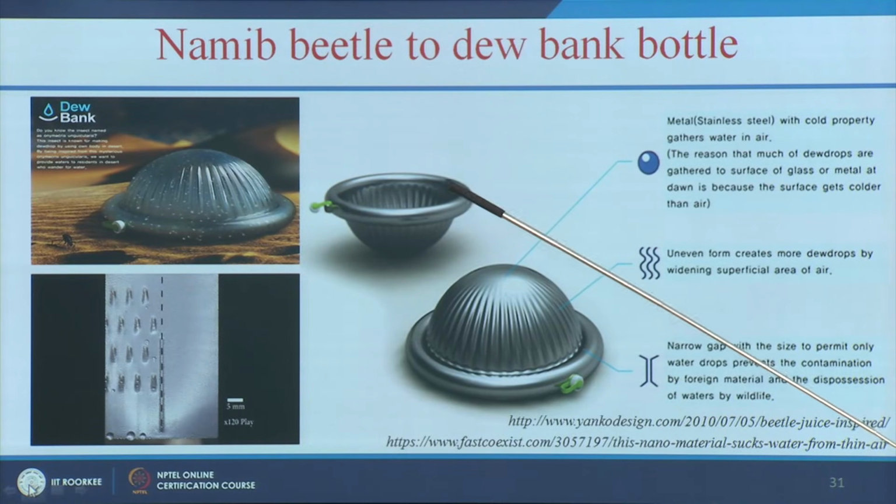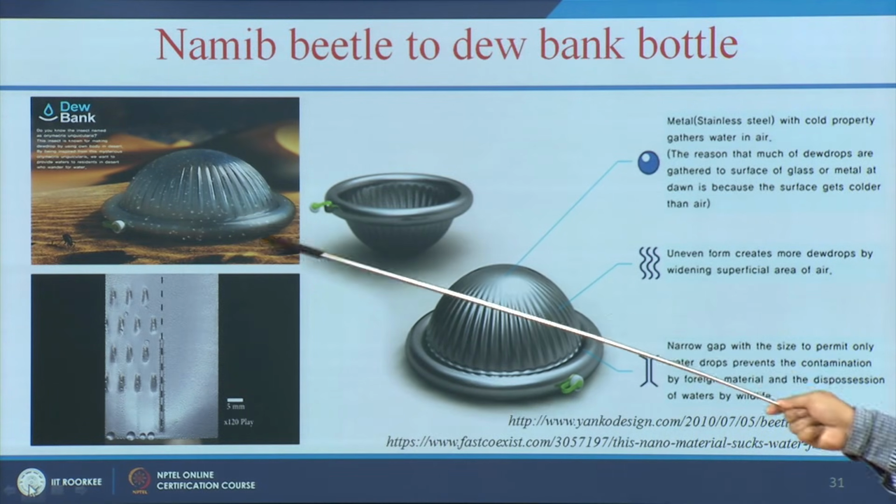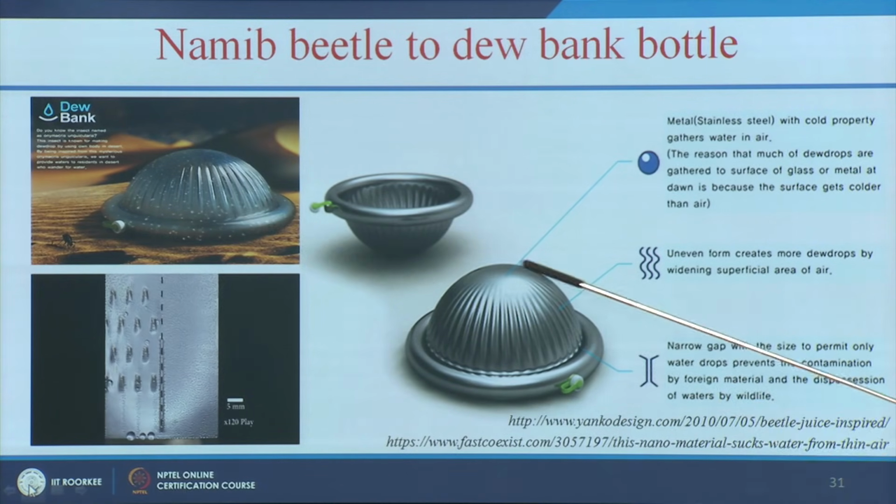Based on the Namib beetle, a company called Dew Bank made a water bottle. From the Namib beetle, they made the Dew Bank bottle. Let us see how the bottle works. It is made of metal, which has the cold property. It gathers the water in the air, and it has an uneven form surface. This uneven form creates more dewdrops by widening the surface area exposed to air, and it has a narrow gap, which allows the water to enter and prevents contamination by foreign material. You can see here the water droplet falls and rolls into the bottom. So you keep this water bottle out at night, and in the morning your water is ready for drinking.